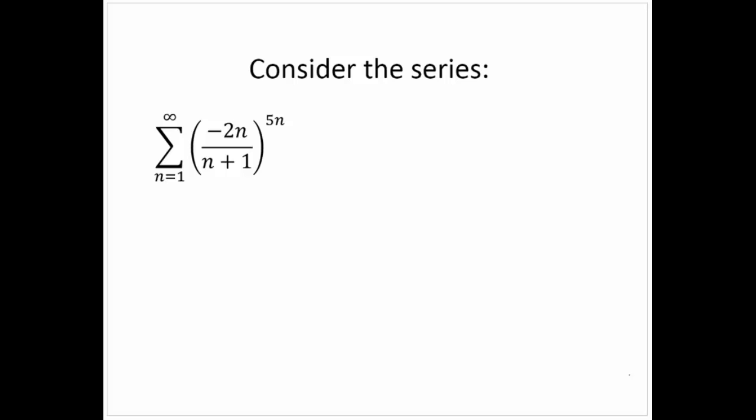All right, and one more example. Consider the series sigma n equals 1 to infinity of negative 2n over n plus 1 to the 5nth power. I see it has a 5n in the exponent instead of just an n. That's okay. Let's see what happens. I'm going to try the root test. So the limit with n approaching infinity of the nth root of the absolute value of negative 2n over n plus 1 to the 5nth power.